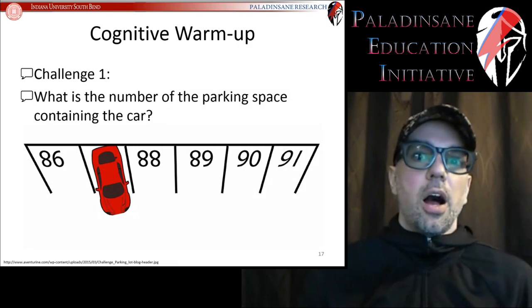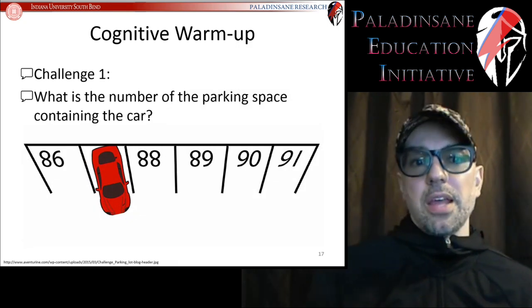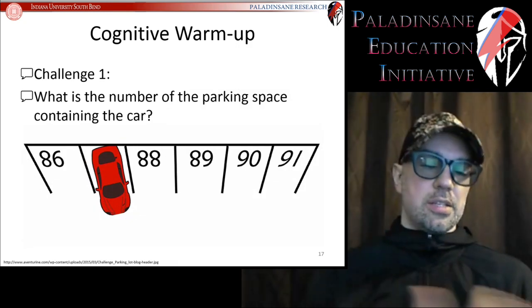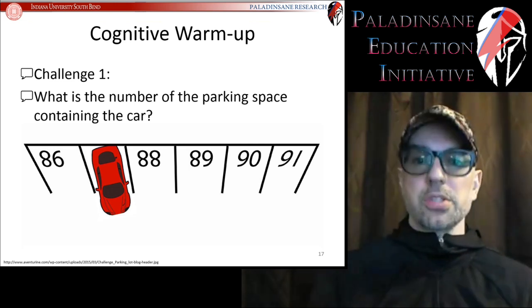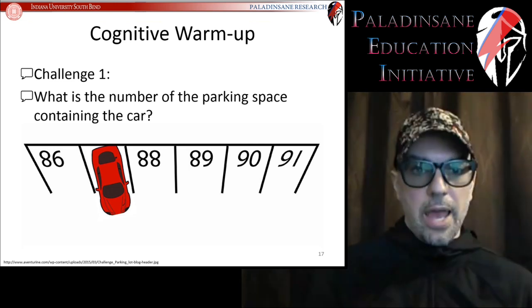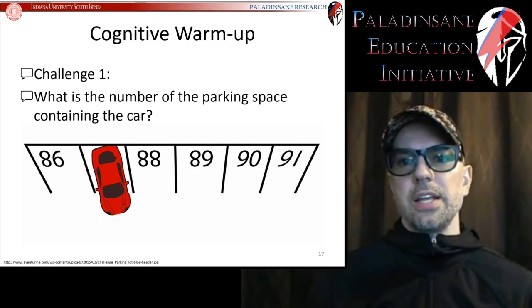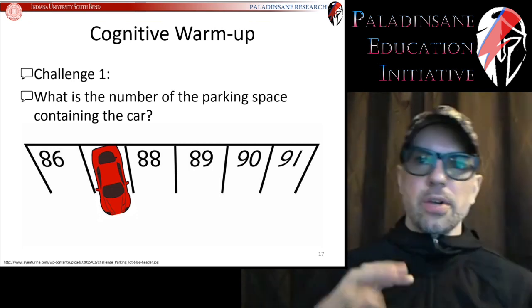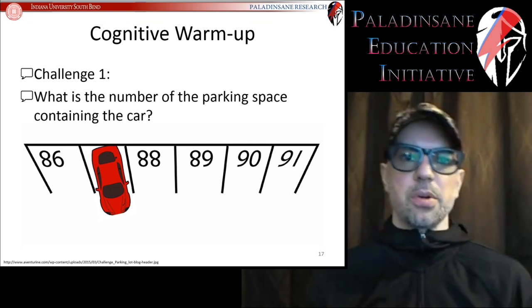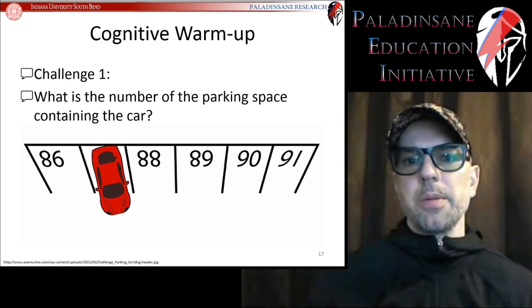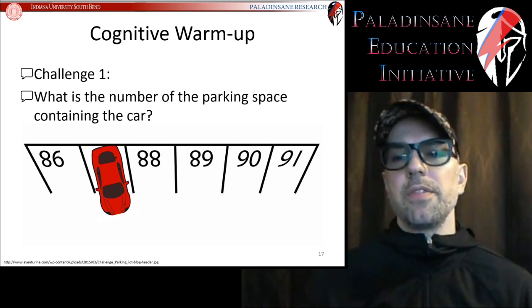If we restructure this problem by flipping it, all of a sudden it becomes immediately obvious. All of a sudden it's 87 because the numbers are all in a row. 86, blank, 88, 89, 90, 91. Of course, the answer is 87. So that restructuring, that reorienting of our perspective solved the problem. And that's what was required to solve this problem.